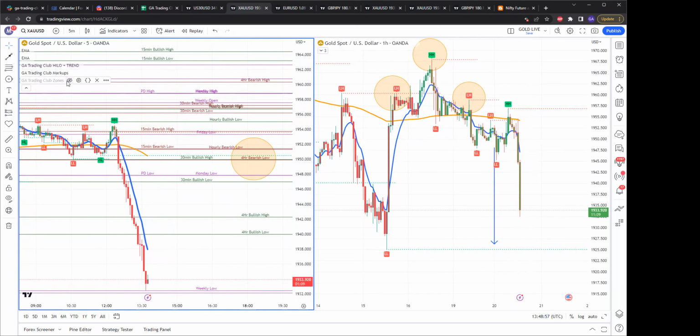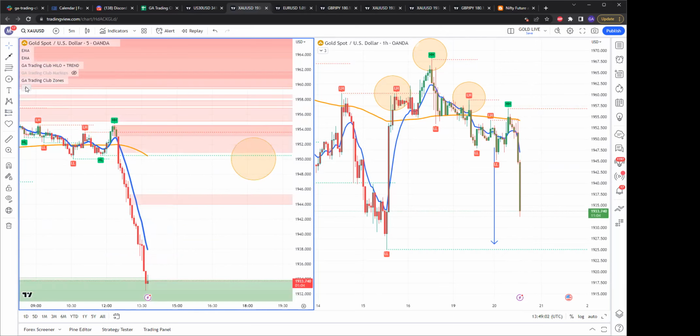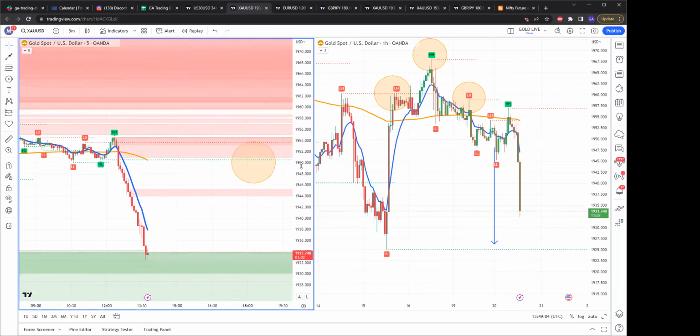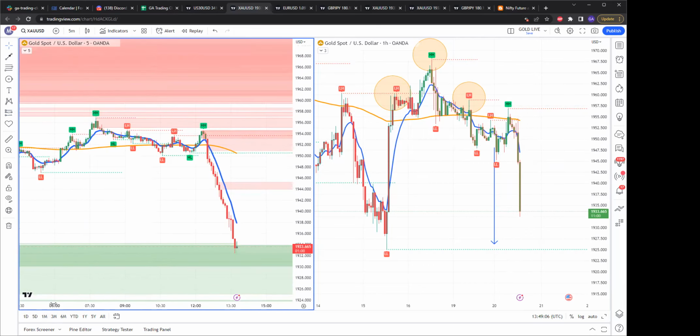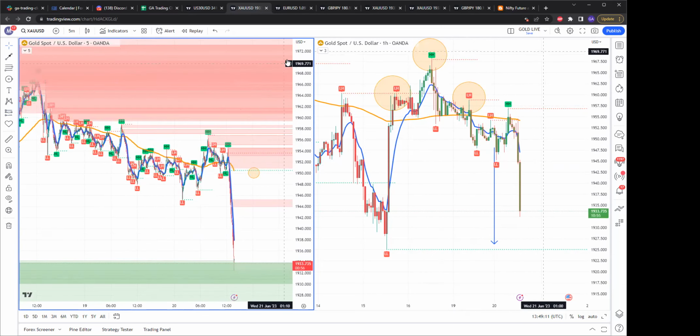If you want more confluence, we have the zones. So the zones, let me turn that off. The zones show you where a bunch of sellers are sitting. So if you had the zones indicator, you could have easily seen that we had a lot of sell side on gold on the upside.